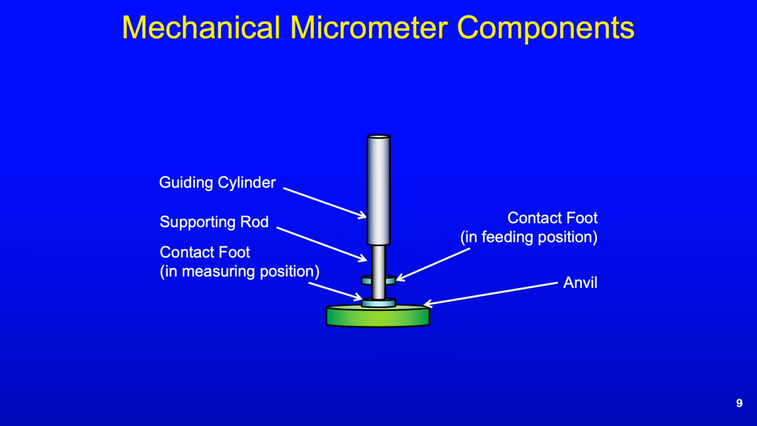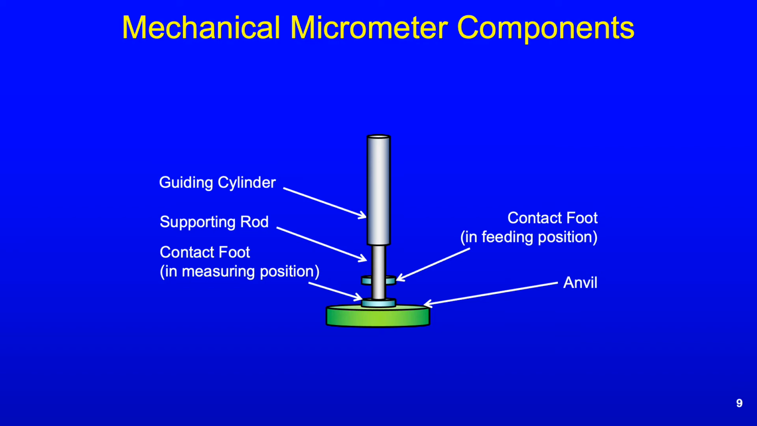Let's talk about some of the components in a caliper that is used to measure gauge variation. We've got the guiding cylinder, we've got a supporting rod which holds a foot, and that foot settles down on top of an anvil. A couple of things to remember. This foot is supposed to be parallel to that anvil. It's not always the case. In fact, it is rarely perfect.